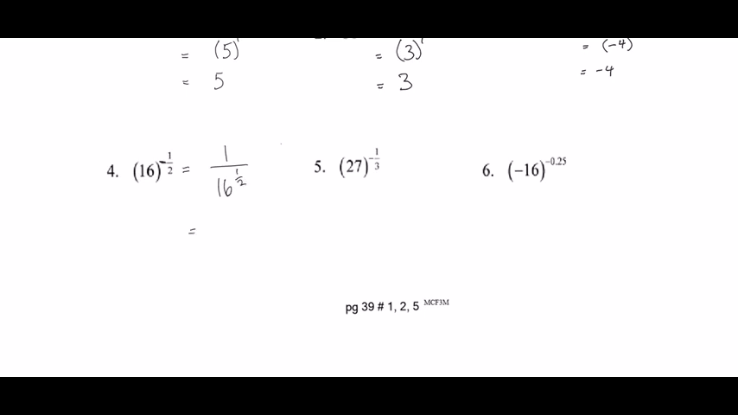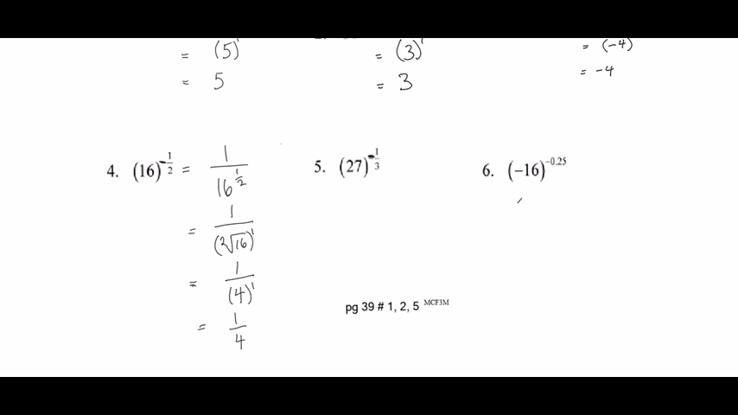Now the next stage is to remove the 1/2 and change it into a radical. So we'll write 1 over the second root of 16 raised to the 1. The second root of 16 is 4 when you calculate that, raised to the power 1, which ends up being 1 over 4. Next problem is 27 to the negative 1/3.